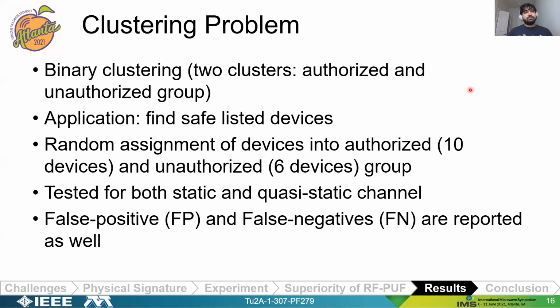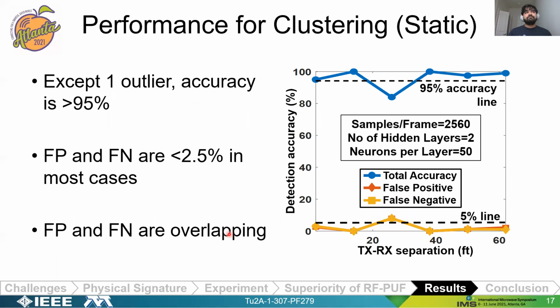Next we apply RF-PUF to the clustering problem. This is important for self-listing devices. Here we'll do binary clustering. That means 2 clusters, authorized and unauthorized group. So what we do is we randomly assign devices into authorized group and unauthorized group. Authorized group has 10 devices and unauthorized has 6. We tested for both static and quasi-static cases, and we also reported false positive and false negative values because in some applications that might be useful.